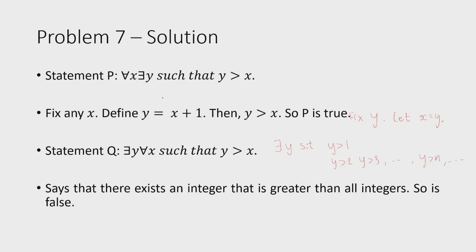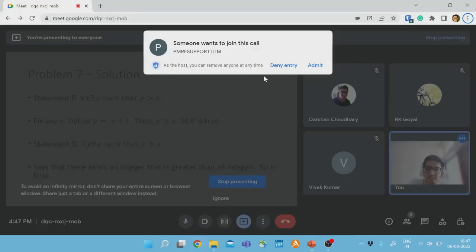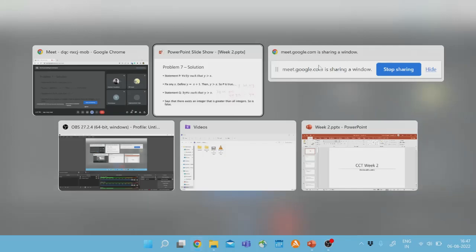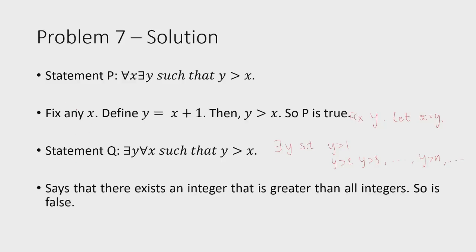So the difference between the two statements is the following. Both statements are saying that there exists some y. But what the first statement is saying is that for every x, y can be different, right? But what the second statement is saying is that there exists a common y for all x. So is the difference between the two statements clear?